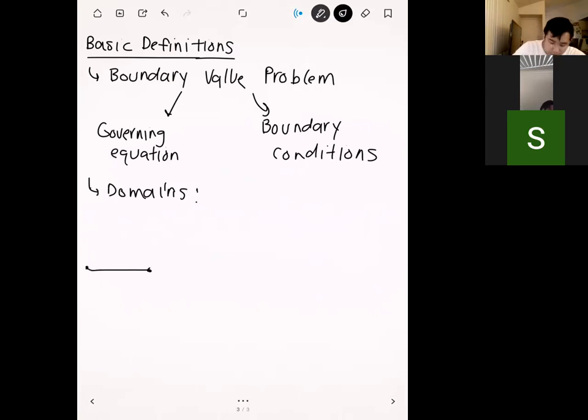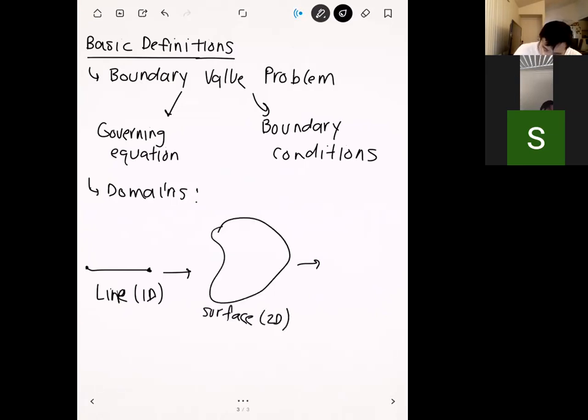We've done one-dimensional problems, and in 1D our domain was simply a line. If we go one step up from this, in 2D our domain, instead of a line, is going to be a surface. And in 3D, our domain is going to be a volume, which in retrospect is something obvious, but I want to state it explicitly.